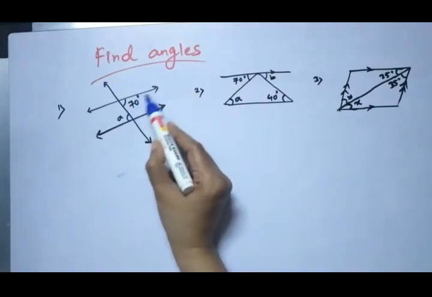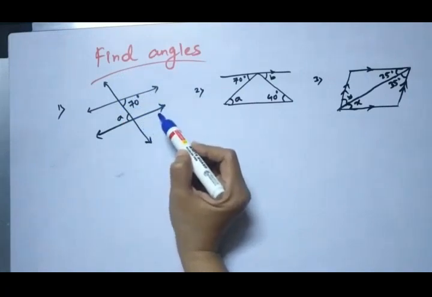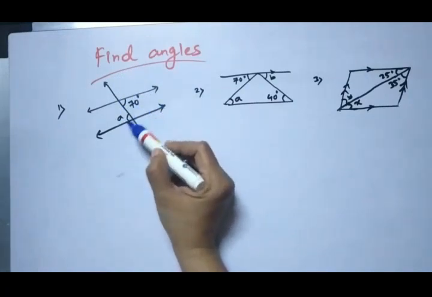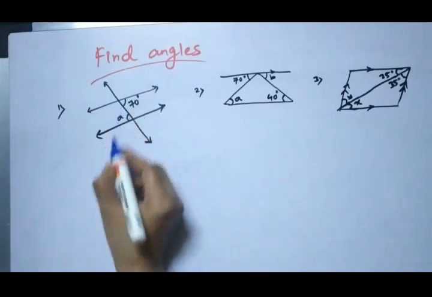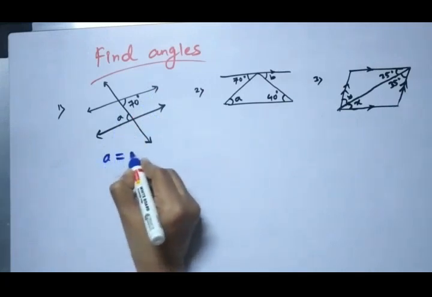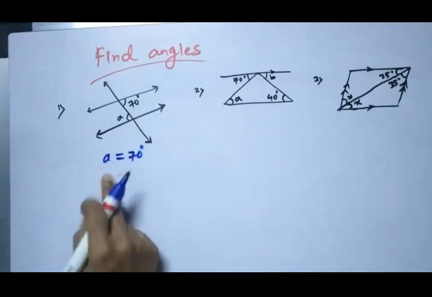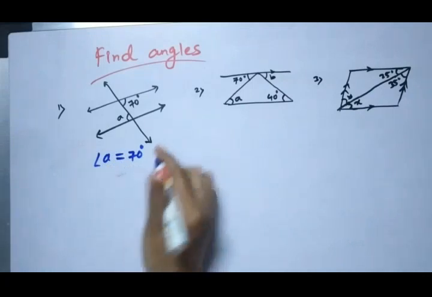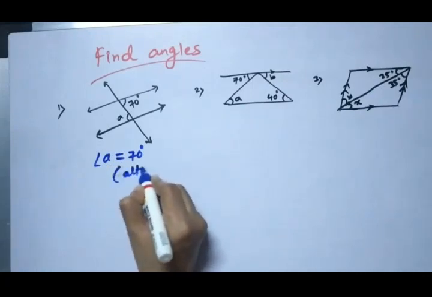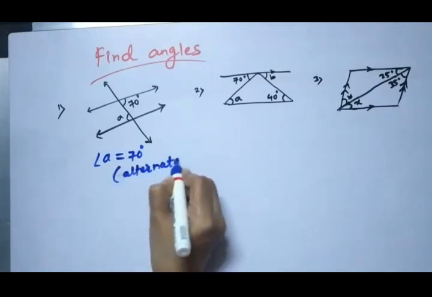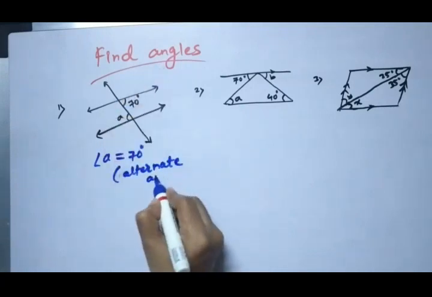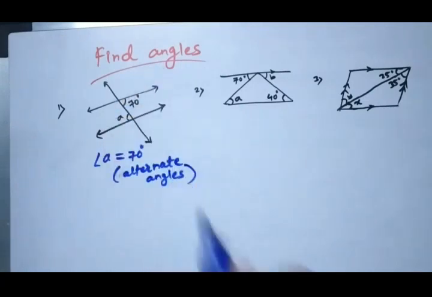Friends, you can see that when a transversal cuts two parallel lines, alternate angles have equal measures. So here you can write angle A is equal to 70 degrees. Reason: alternate angles, or you can say alternate interior angles, and their measures are what? Equal.